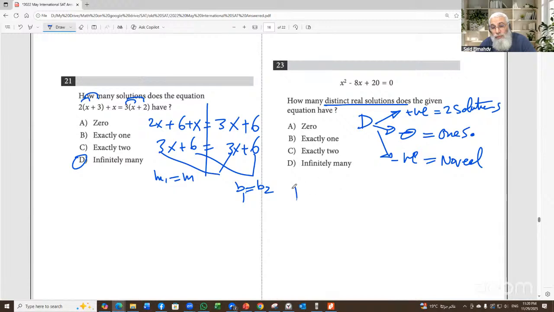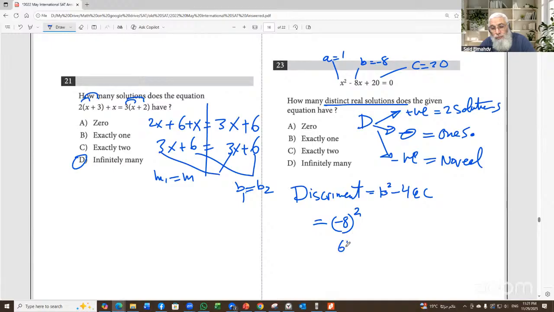So discriminant is equal to b squared minus 4ac. And a is equal to 1, b is equal to -8, and c is equal to 20. So b squared is -8 squared, which is 64, minus 4 times a, which is 1, times c, which is 20. So 4 times 20 is 80. So this is negative. So we have no real solution. 0 solutions.